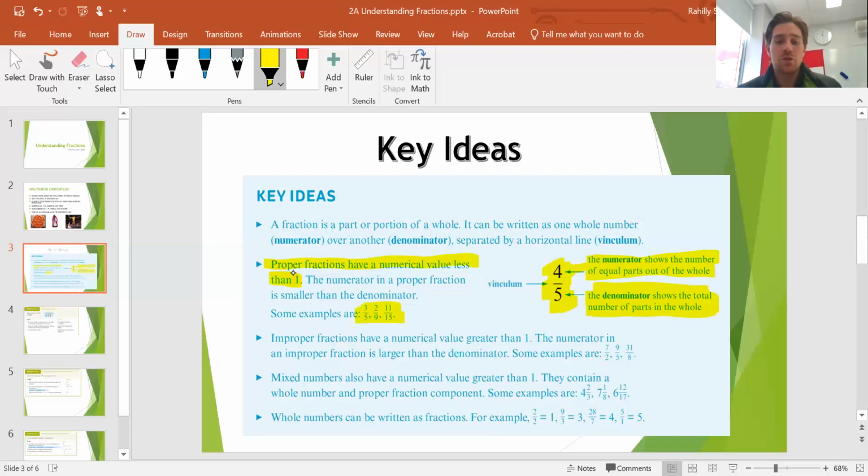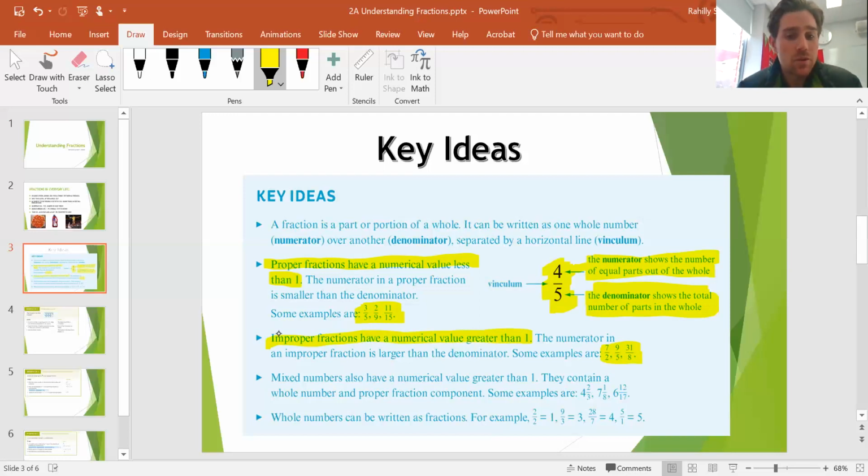Improper fractions have a numerical value greater than 1. The numerator in an improper fraction is larger than the denominator. Some examples include 7/2, 9/5, 31/8. So you can see here, our top number, which is our numerator, is actually larger than our denominator, which is the bottom number. Improper fractions have a numerical value greater than 1.